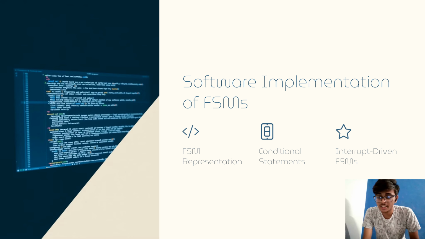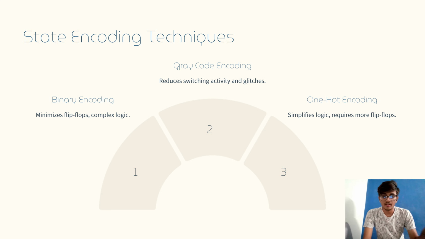Third is interrupt-driven FSMs. An interrupt-driven FSM is a finite state machine that responds to external interrupts rather than continuously checking for inputs. This is useful in event-driven systems where the FSM transitions occur only when an interrupt occurs, improving efficiency and reducing power consumption.